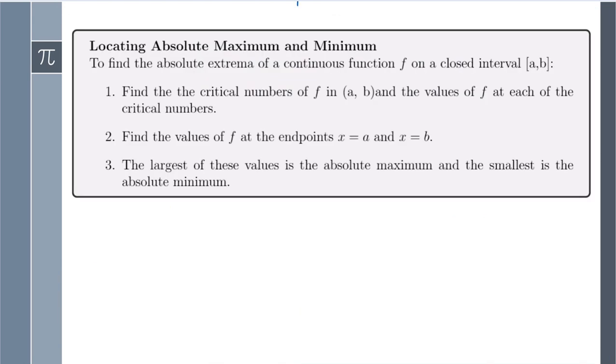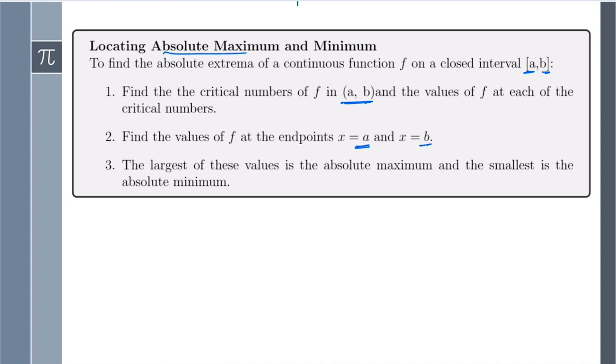So now we'll learn how to find the absolute max and absolute min for the function. There are three steps that we are going to do. The first one is we'll find the critical numbers of f in the open interval (a, b), because we are not going to take those endpoints right now. And then we'll find the value of f at each of those critical numbers. Basically, it means we'll find the critical point. And then we'll also evaluate the function at the endpoints a and b, because it's a closed interval.